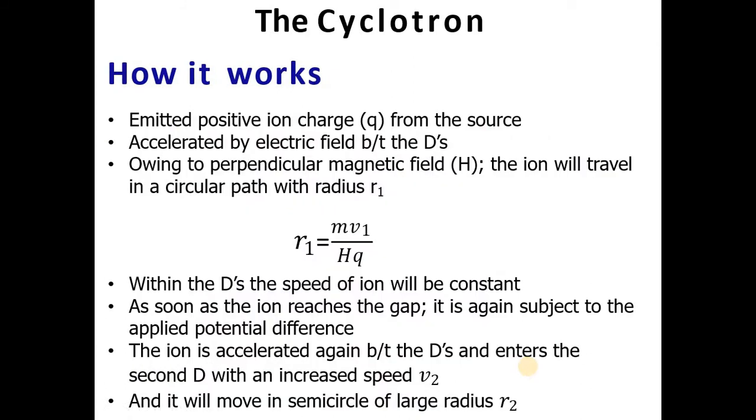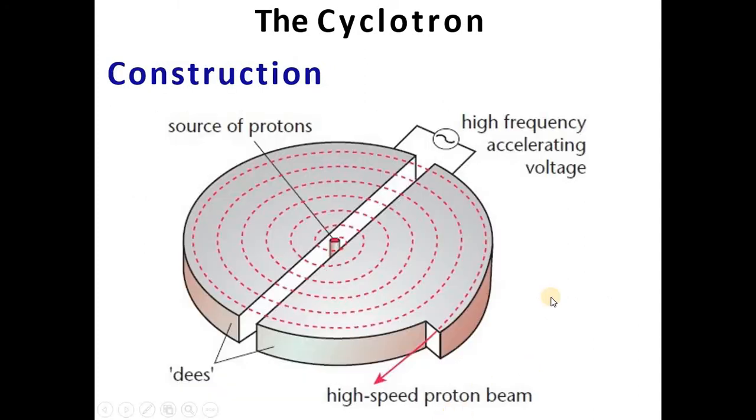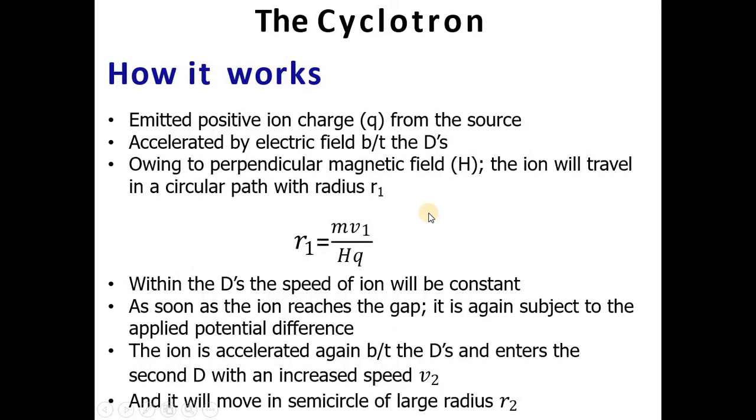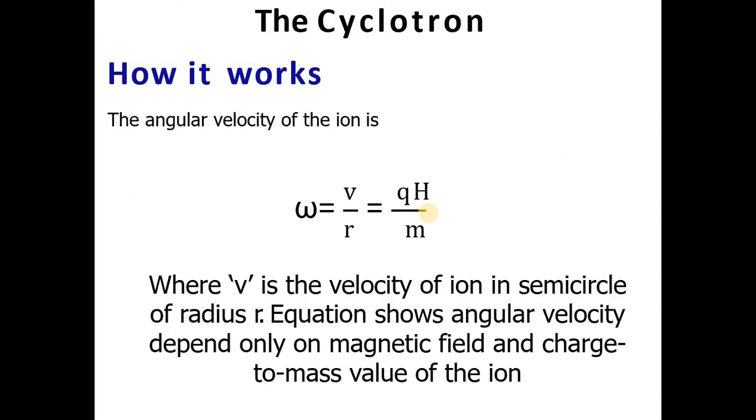Working of the cyclotron. The emitted positive ion charge from the source is accelerated by the electric field between the dees. Owing to the perpendicular magnetic field, the ion will travel in a circular path with radius r equals mv by Hq. Within the dee, the speed of the ion will be constant. As soon as the ion reaches the gap between the dees, it is again subject to the applied potential difference. The ion is accelerated again between the dees and enters the second dee with an increased speed v2, and it will move in a semicircle of larger radius r2.